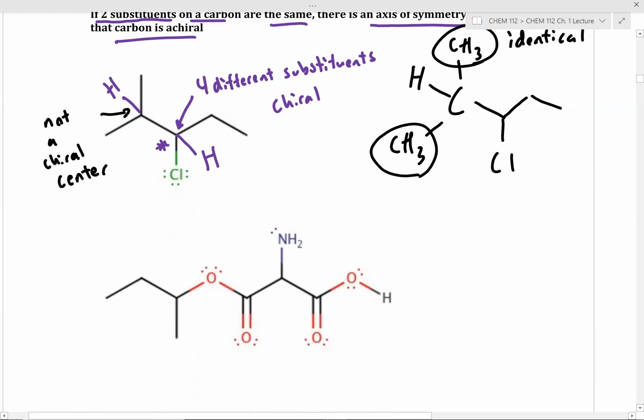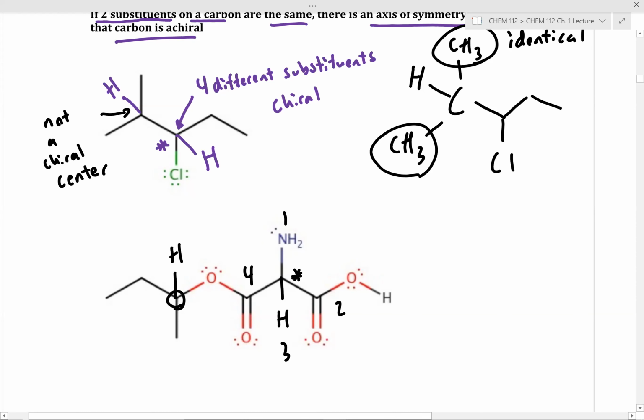So let's take a look at the following molecule, and let's try to identify our chiral centers. So the first thing I'm going to do is I'm going to draw out my hydrogens. And now we're going to look for every carbon with 4 different substituents. So we see here we have an amine, a carboxylic acid, a hydrogen, and an ester. So 4 different substituents. So that's our first chiral center.